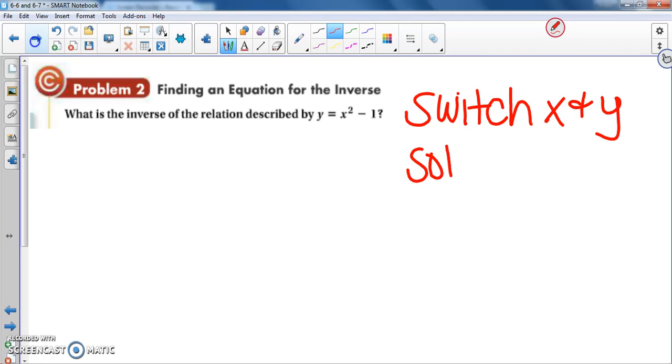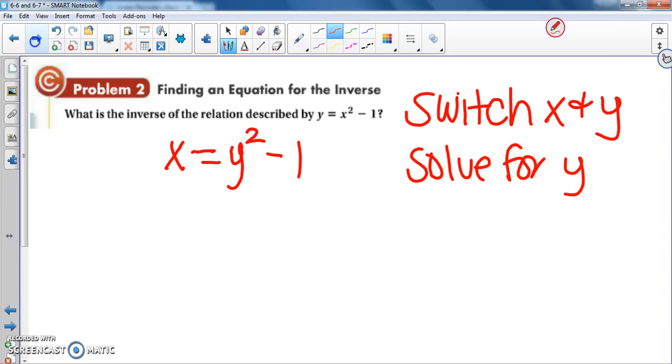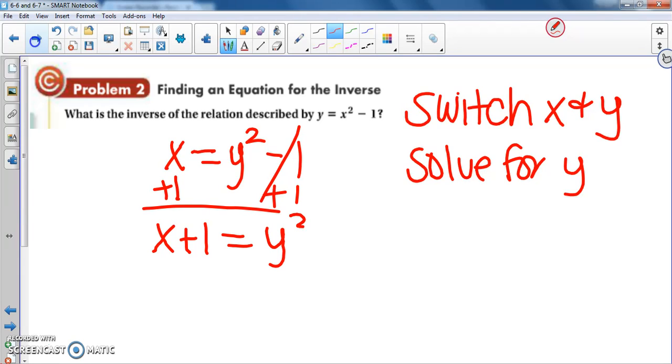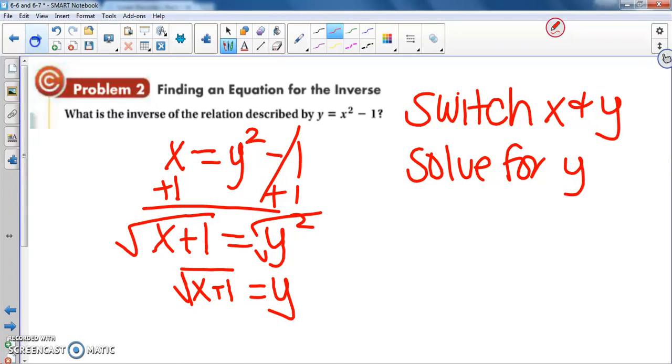Then solve for y. So we have x is equal to y squared minus 1. Now solve for y by adding 1. x plus 1 is equal to y squared. Square root both sides. And y is equal to the square root of x plus 1.